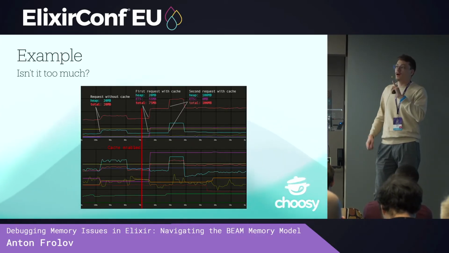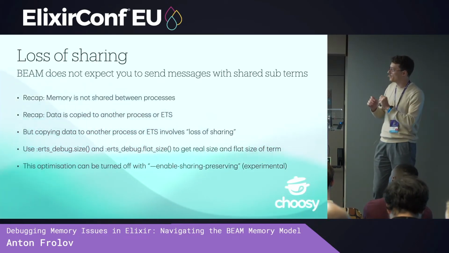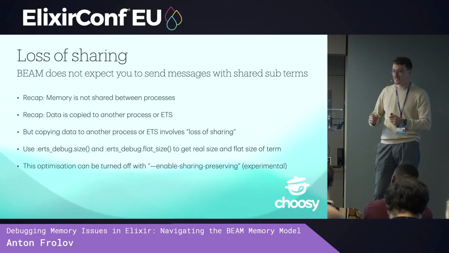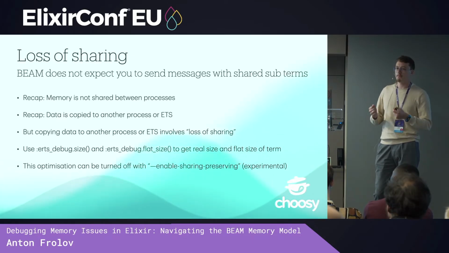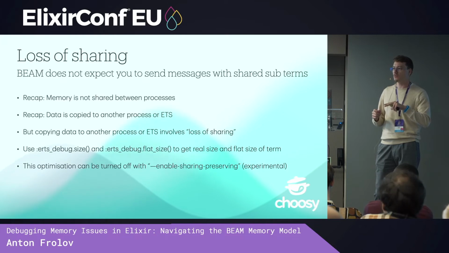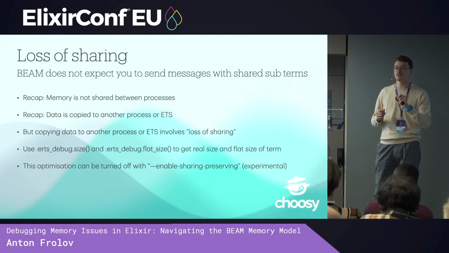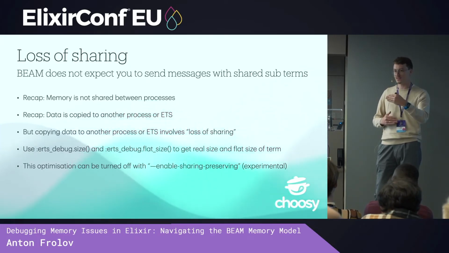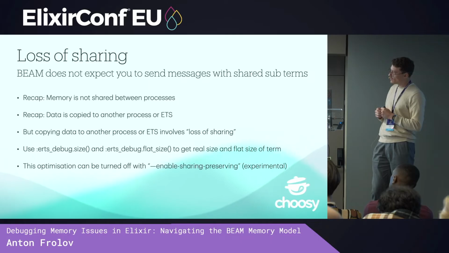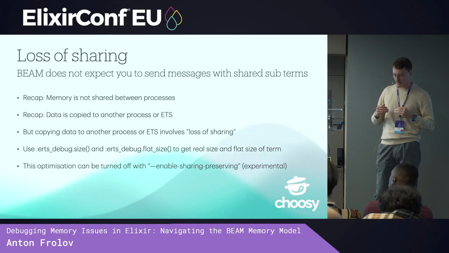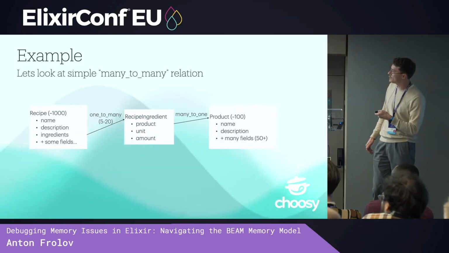Yeah, okay. We go to the topic of loss of sharing. So, a quick recap. Memory is not shared between processes and ETS, so you need to copy your data. That's what we've seen. That's what we expect. But copying data involves so-called loss of sharing. The subterms that were shared in your data are going to be flattened. They're no longer shared. So returning to our example, remember we had recipes, recipe ingredients, and products.